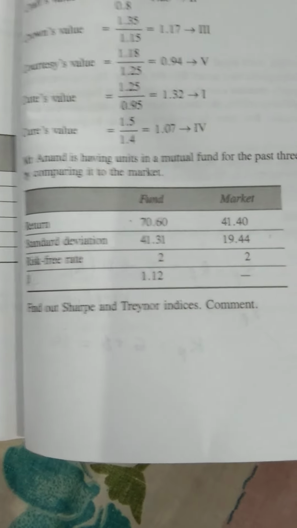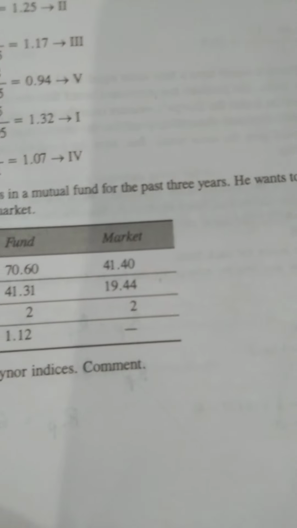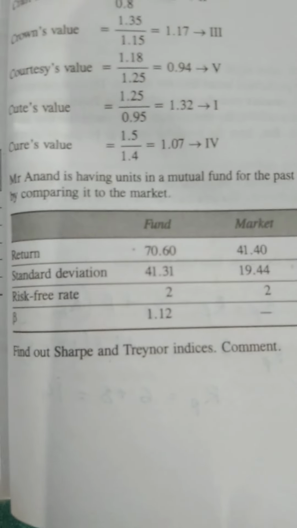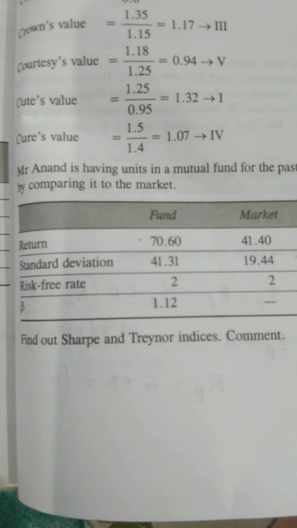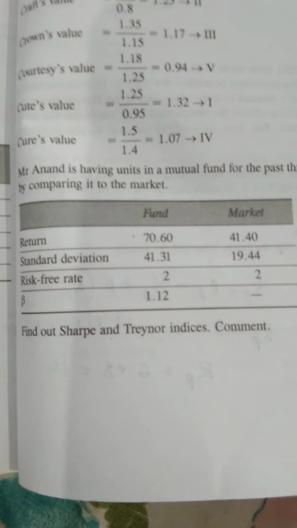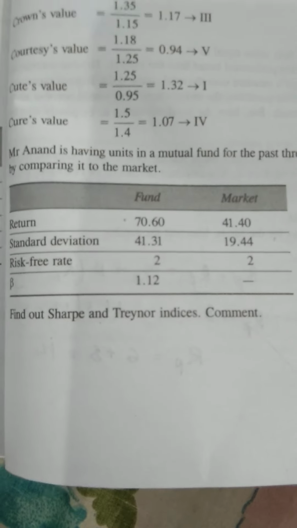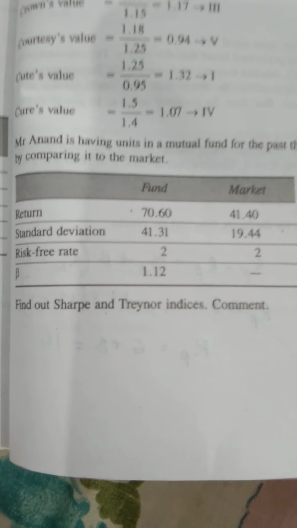Now another important sum, which is sometimes given in the examination. Mr. Anand has had units in a mutual fund for the past 3 years. He wants to evaluate its performance by comparing it to the market. Return is 70.60. Look at the market. Return from the fund is given, return from the market and its standard deviation are also given. Then the risk free rate of return is given. Next, beta is also given, 1.12.